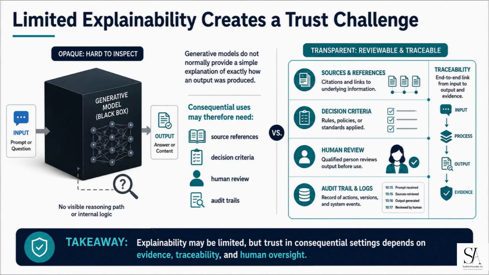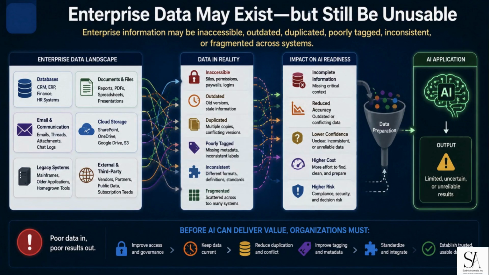Enterprise Gen AI deployment consequently requires investment in data preparation as well as model access. Documents may need sourcing, cleaning, curation, tagging, quality control, access management, and governance.